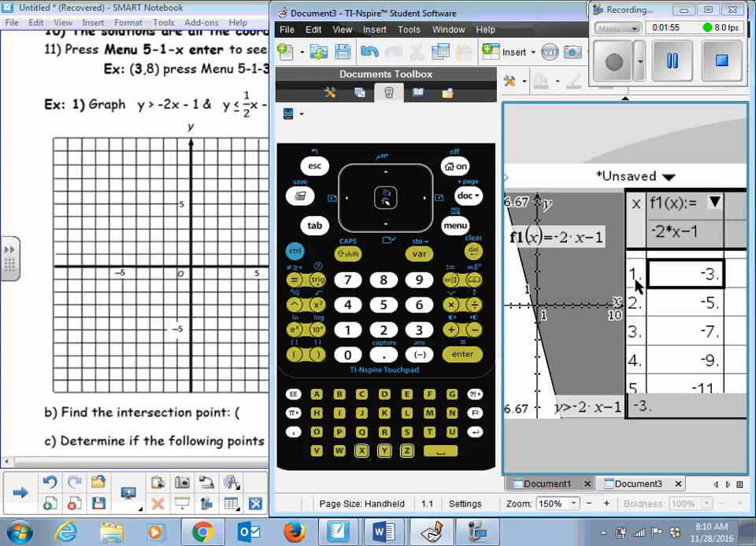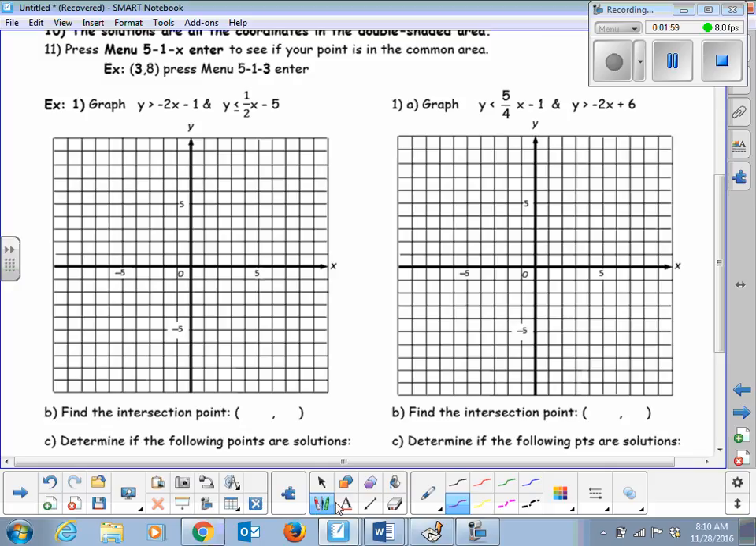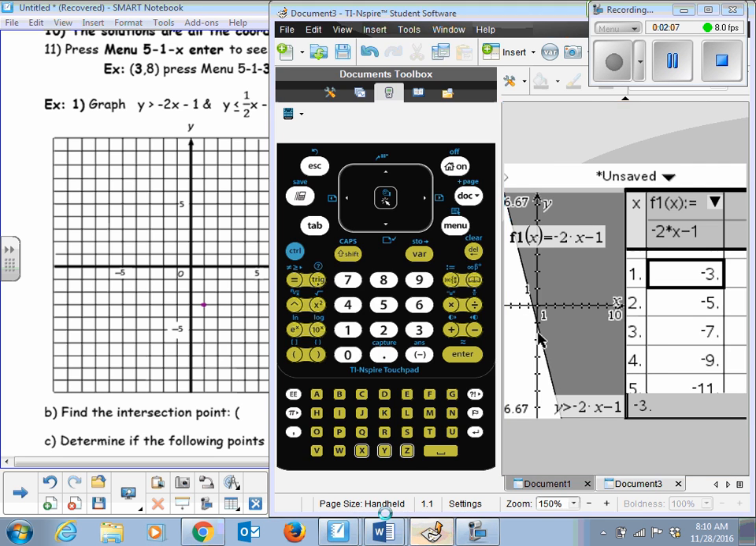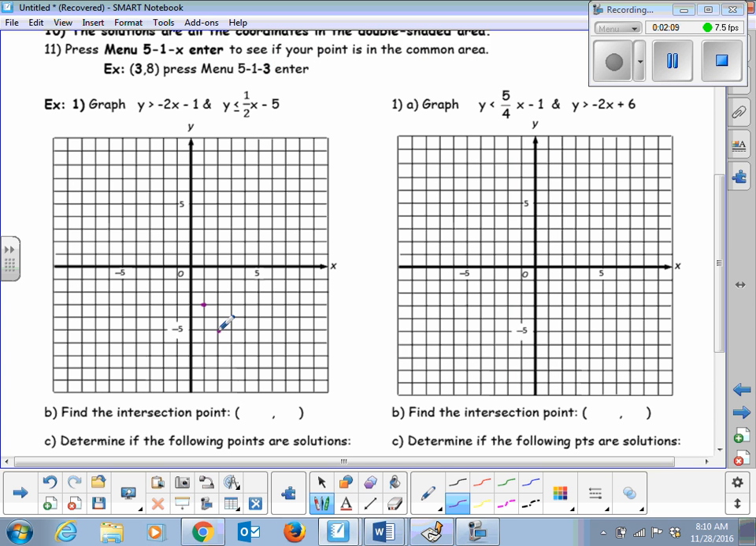So we have our first point, 1, negative 3. So I'm going to put a point there. Going back, we have 2, negative 5. Then we should have 3, negative 7, and I'm going to keep going with the pattern down to right 1 because that's my slope. And I'm going to do that so that I get all of our points from edge to edge.